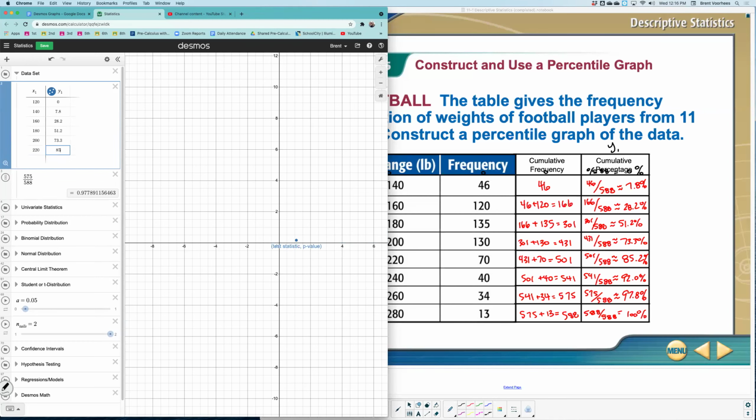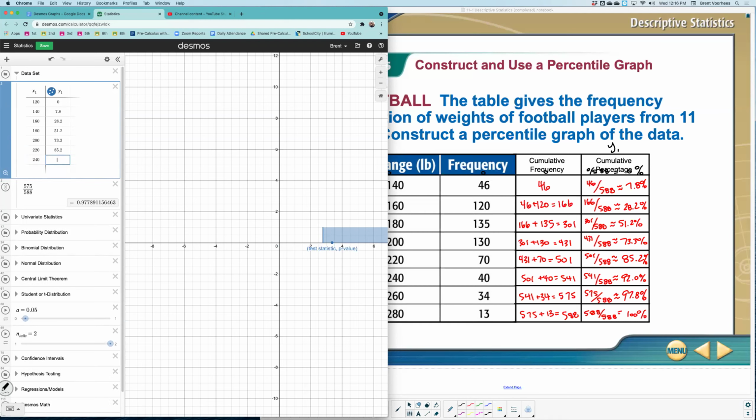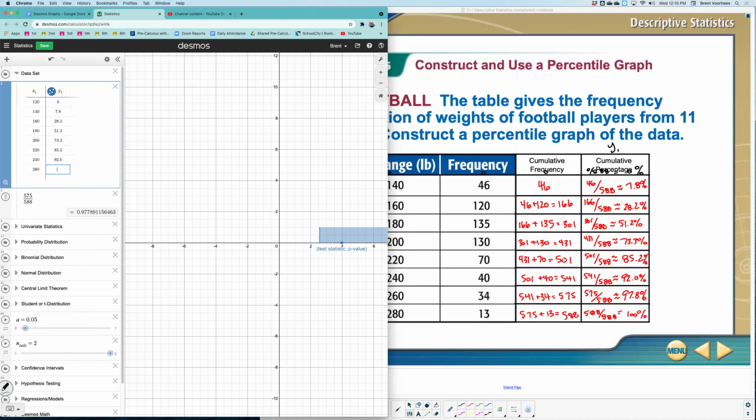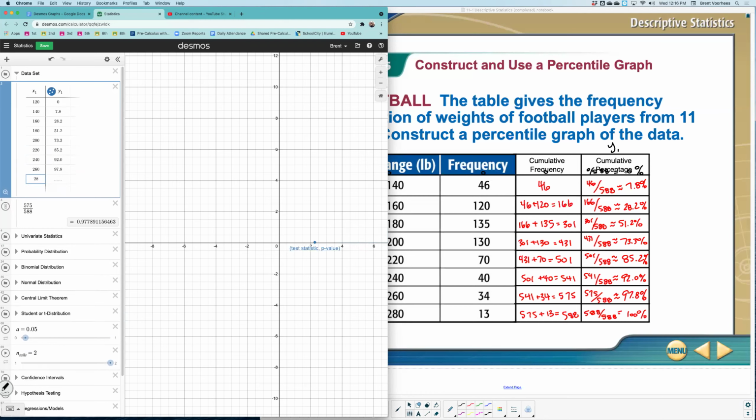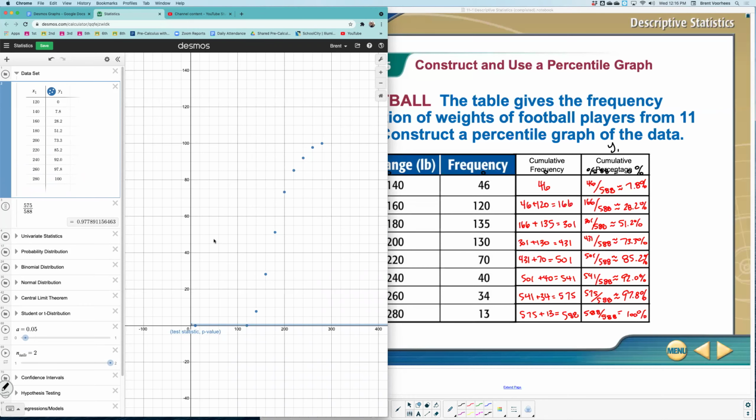and less than that is 85.2% of the athletes. Weights of 240 or less make up 92% of the athletes. 260 is 97.8%, and 280 and less is 100% of the athletes. So here's my data here.